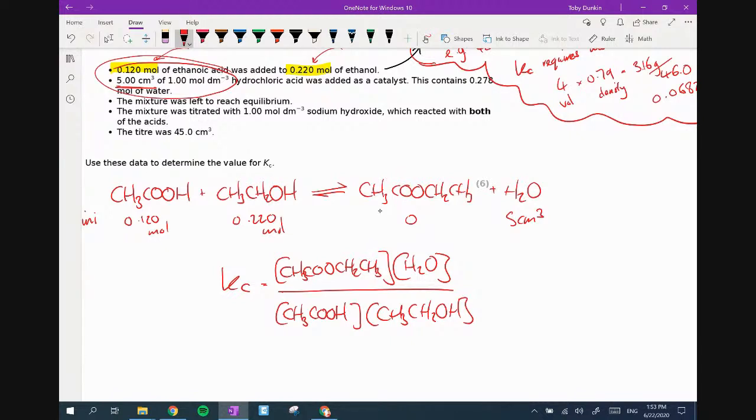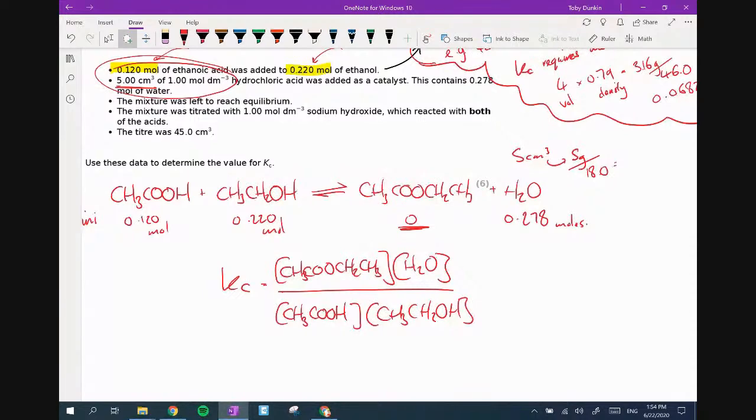Now, 5 centimeters cubed, of course, translates to 5 grams of water, because the density is 1 gram per centimeter cubed. We haven't got moles yet, so we can work out the moles of water, grams over Mr. Water weighs 18.0, so 5 divided by 18.0, and I get 0.278 moles of water at the start, and 0 moles of ester.